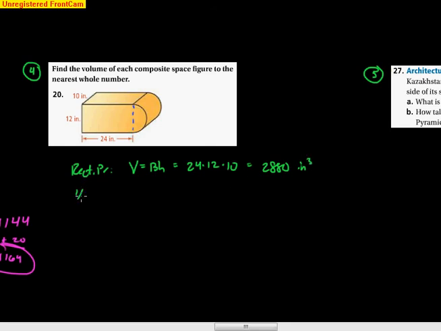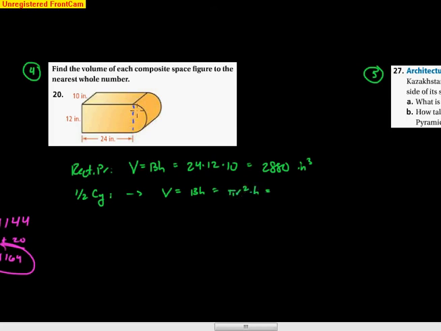And now, half of the cylinder, right? So I'm going to find the regular volume. I'm just going to find the volume of the cylinder and then take half of it in the end. Think of it as half of a cylinder, but the volume formula for a cylinder is area of the base times the height. That's pi r squared times h.